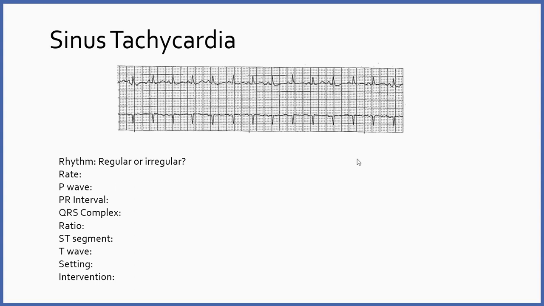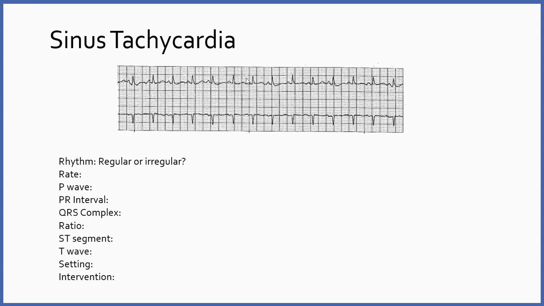All right, you're back. The rhythm is regular, okay? For the rate, you should have counted 11 complexes in 6 seconds, so you should have a rate of approximately 110. So we do have tachycardia. Next, you're going to find the P waves.